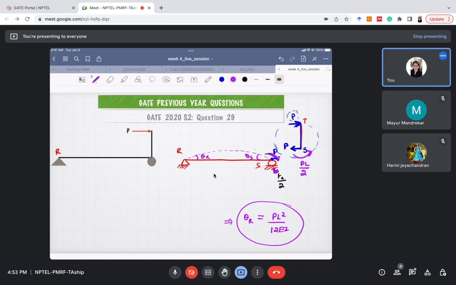Now it is balanced. Now it can't rotate, because if this load P is trying to rotate it, this PL by 2 will balance it. So overall it is balanced now.